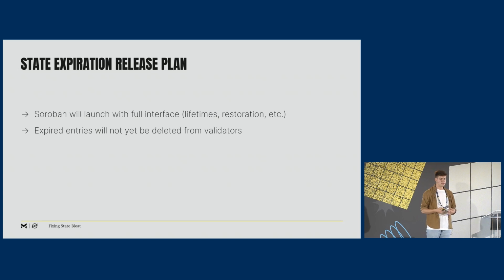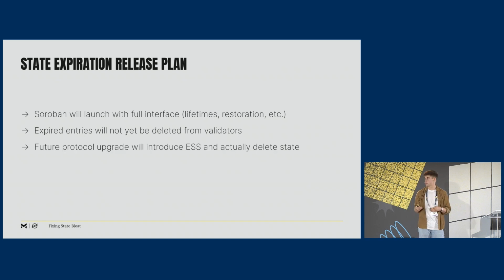The reason we're doing this is we need some time in order to get more community feedback and understand this ESS system. Even though we have the general high-level view of what the technology looks like, we still need to solve some issues as far as how do you pay for proofs, what does the proof submission system look like, things like this. But by launching the interface from day one, we can guarantee that every contract deployed on Soroban will be compatible when we launch the full state expiration solution later. And so a future protocol upgrade will introduce the full ESS and then actually begin deleting state from the validators.